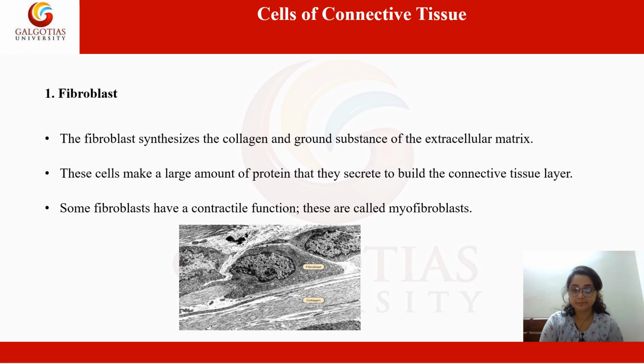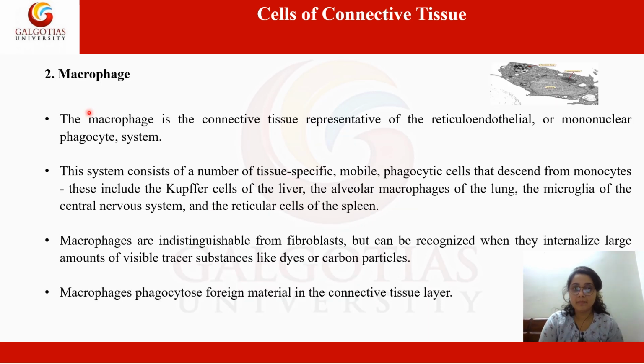This is what a fibroblast looks like under the microscope. Another one is macrophages. The macrophage is the connective tissue representative of the reticuloendothelial or mononuclear phagocyte system. This system consists of a number of tissue-specific mobile phagocytic cells that descend from monocytes. These include the Kupffer cells of the liver, the alveolar macrophages of the lung, the microglia of the central nervous system, and the reticular cells of the spleen.